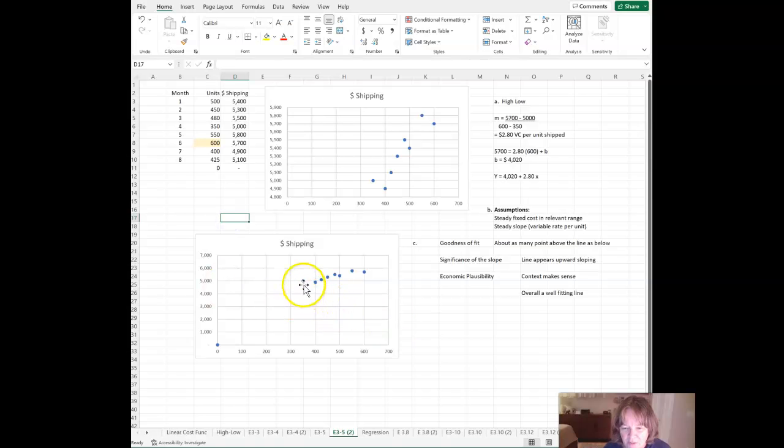So here's shipping, and it goes sort of like this. These are shipping costs, and I can't remember what kind of company it is. Here's the problem.